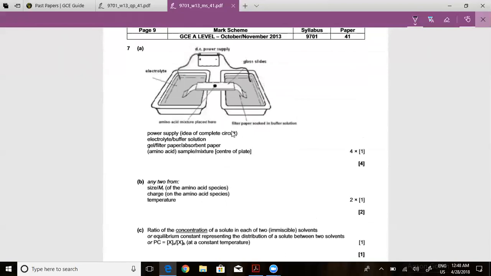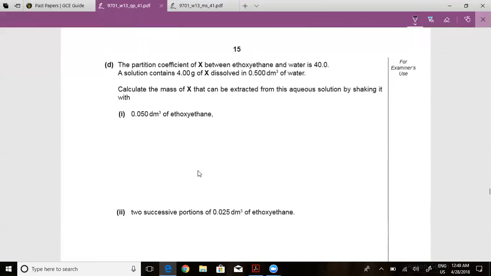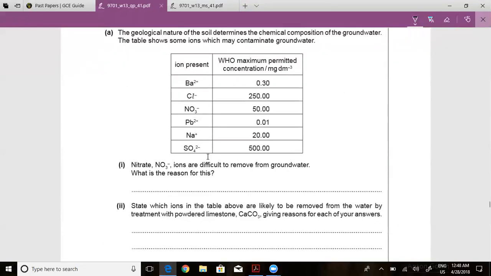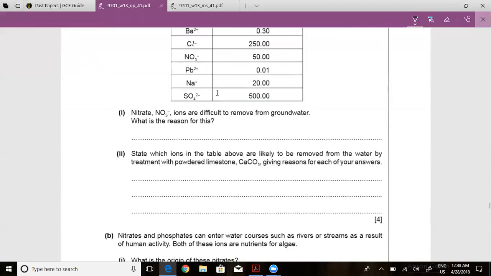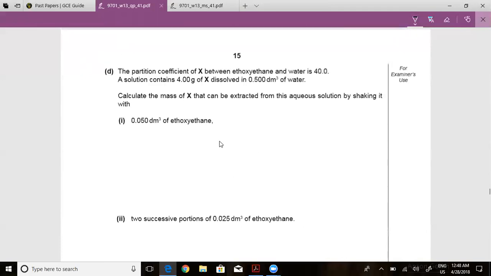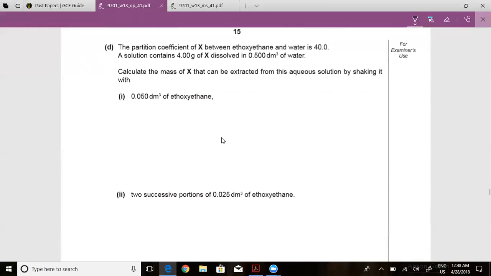In each of the two immiscible solvents. Okay. Still not over, for God's sake. Okay, let's see.